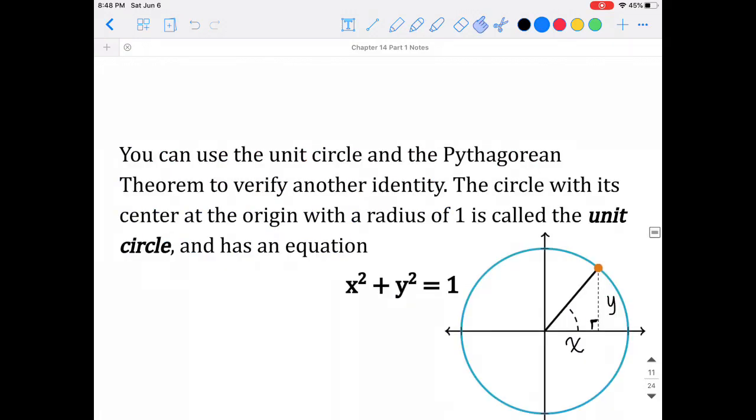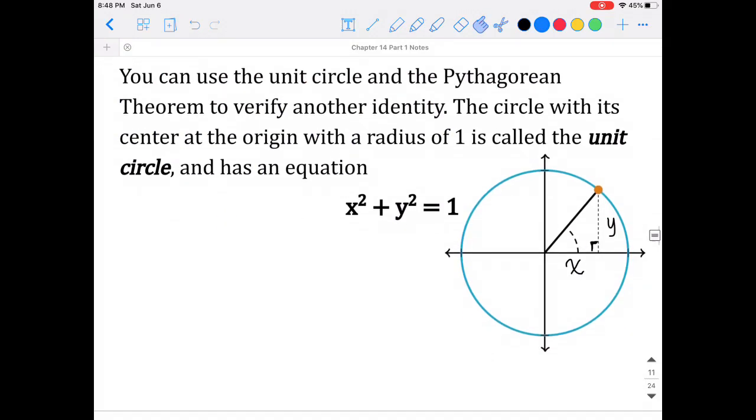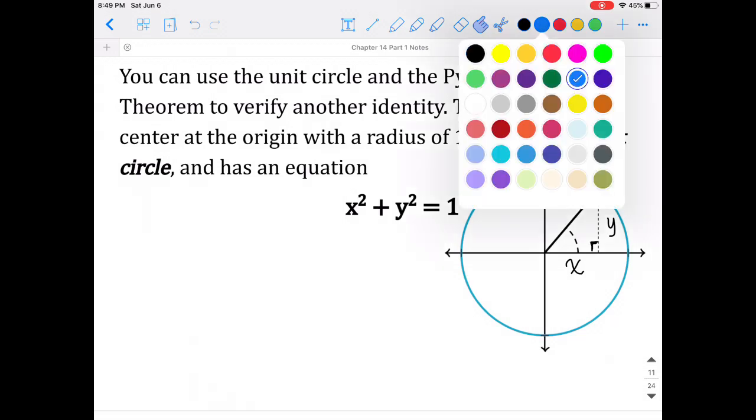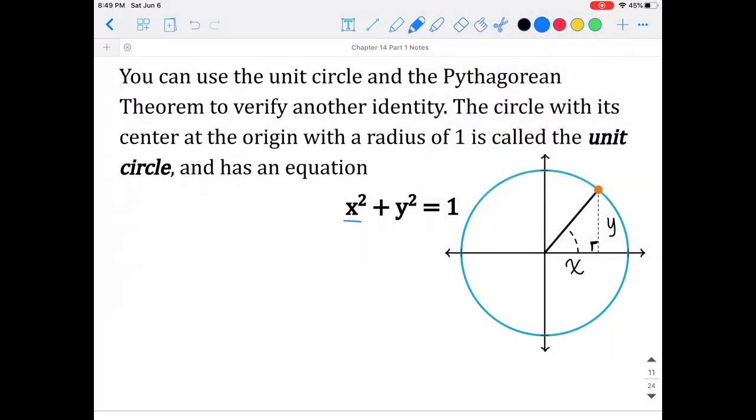You can also use the unit circle and Pythagorean theorem to verify another identity. The circle with its center at origin with a radius of 1 is called the unit circle, and it has the equation x squared plus y squared equals 1. So if we look at our unit circle, this equation is basically just using the Pythagorean theorem.